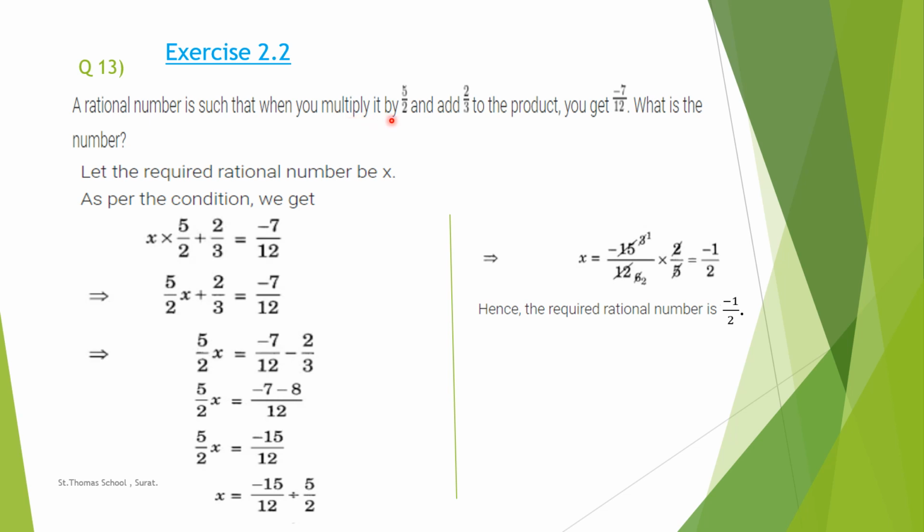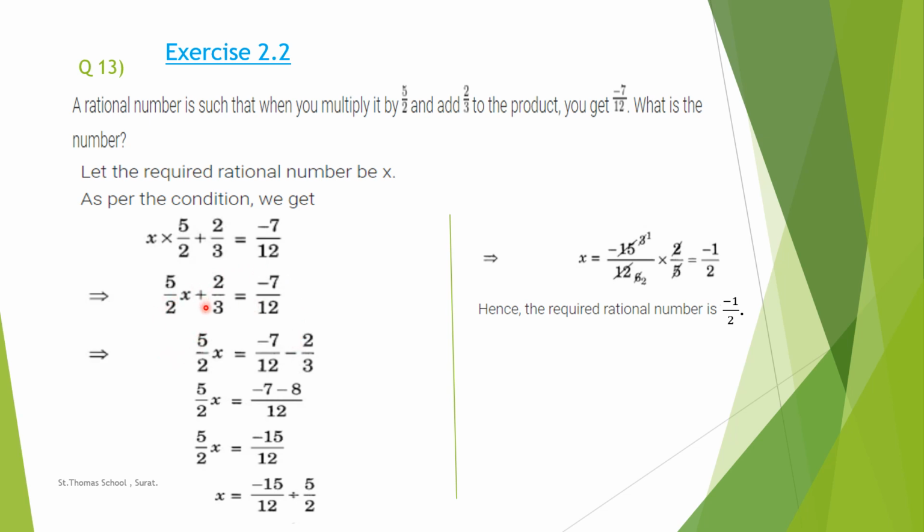When you multiply the rational number x by 5 by 2, and add 2 by 3, you get minus 7 by 12. So x multiplied by 5 by 2 plus 2 by 3 is equal to minus 7 by 12. Now multiply 5 into x, that is 5x by 2 plus 2 by 3 is equal to minus 7 by 12.